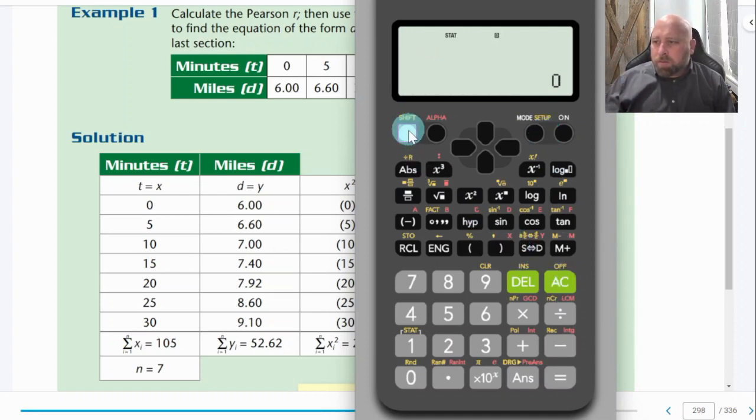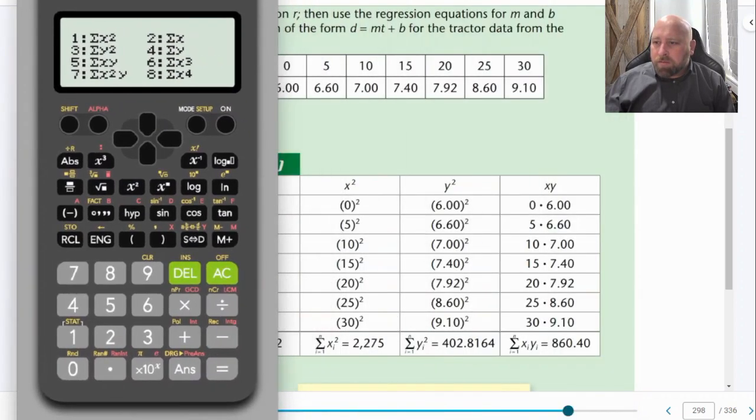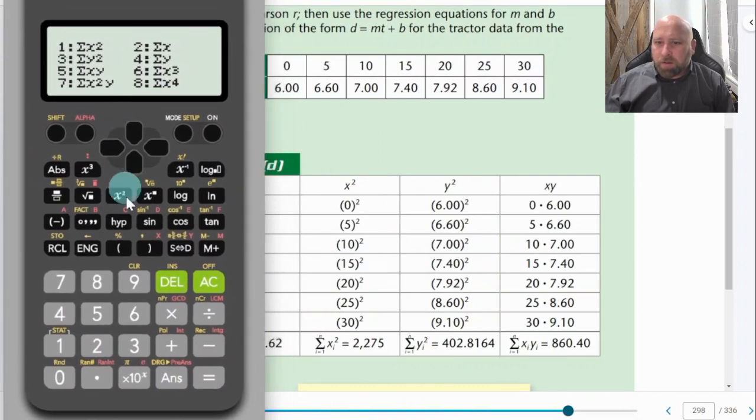So clear this one out, Shift 1 again, and I'm going to do sum again. Now I'm going to do the X squared column. I'll move this over here so that you can see the X squared column. And so that's going to be the 1, and then hit equals, and then 2275. Okay, 2275. We're going to clear it out again. Now we're going to do the Y squared column, and that's number 3. And then that equals 402.8164. There we go.